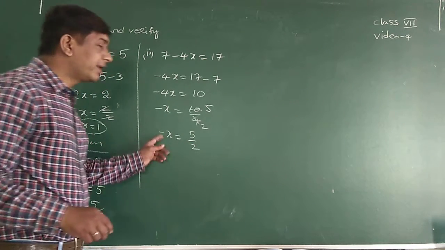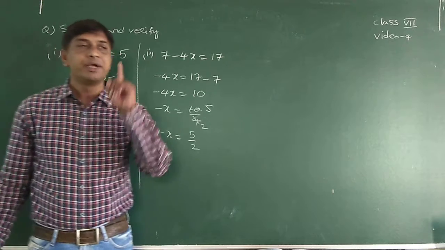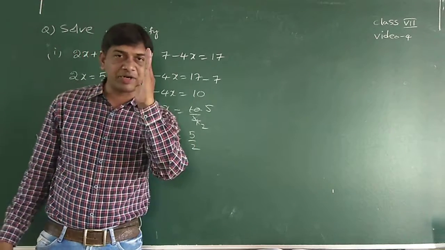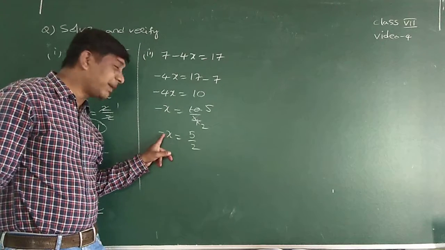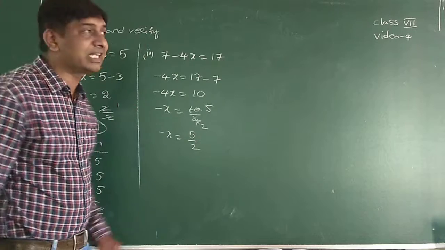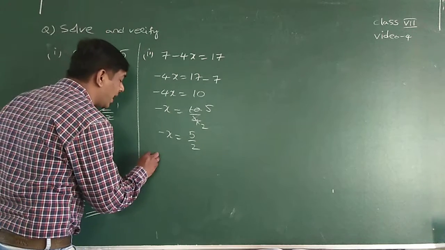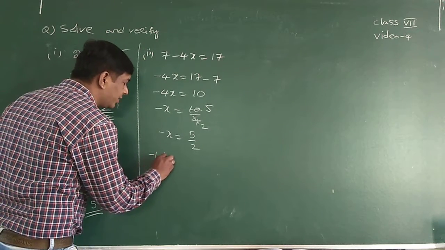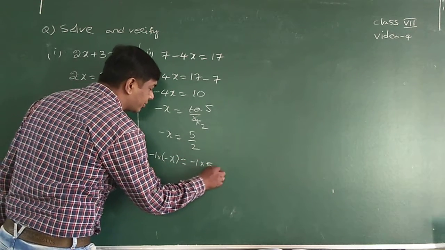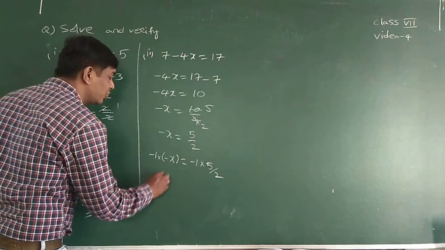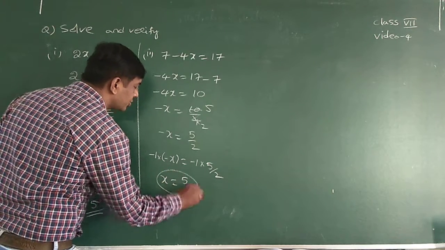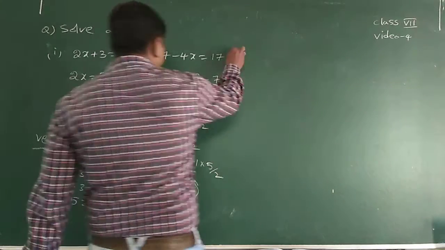Now here the variable should be positive, and its coefficient is 1. Here the coefficient is 1 only, but it is negative. So to make it positive, we need to multiply with minus 1. Minus 1 into minus x is equal to minus 1 into 5 by 2. Minus into minus is plus. x is equal to minus 5 by 2.